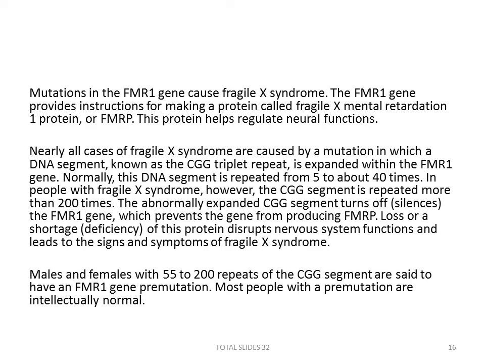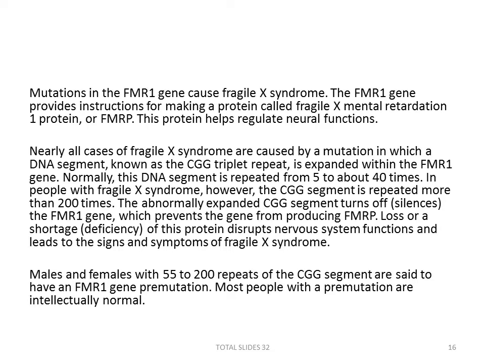Here a mutation in the FMR1 gene causes fragile X syndrome. The FMR1 gene provides instructions for making a protein called Fragile X mental retardation 1 protein, or FMRP. This protein helps regulate neural function.